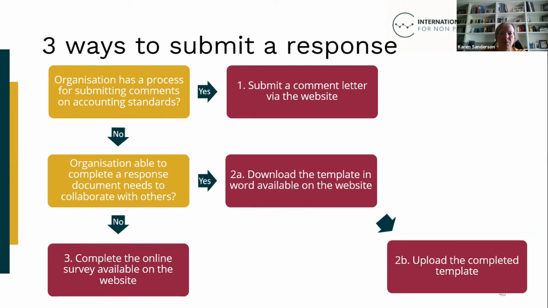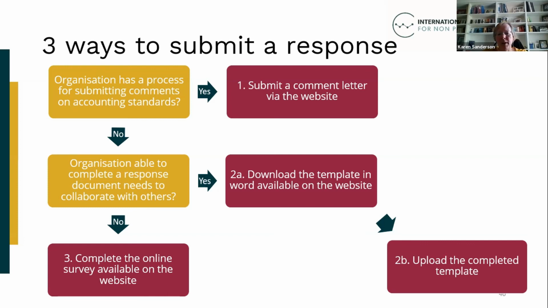The consultation response, as I said, is the next step. We've tried to make it as easy as possible to submit a response, and there are 3 different ways that you can share your views. You can go to the website and the information is all there. If you're an organisation that has a process for submitting comments on accounting standards, you can submit a comment letter in the way that you would normally do via our website.